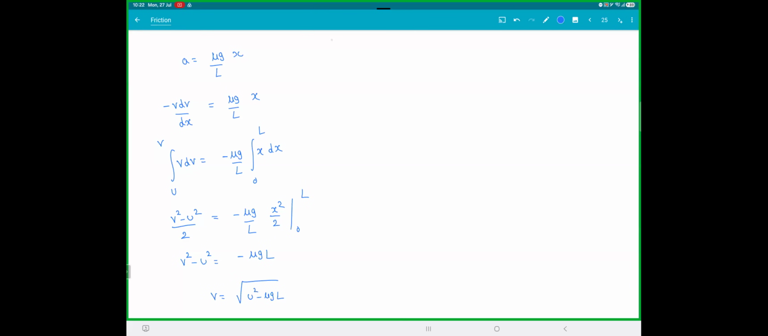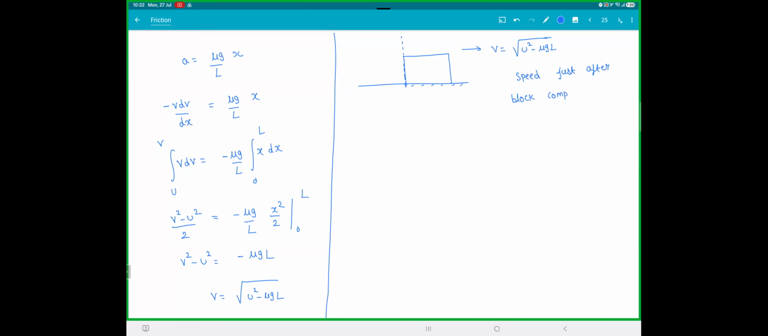What is this? This is the speed just after entering. So when the block has just entered, we get the speed v, root of u square minus mu g L. This is the speed when you just enter the surface, just after the block enters.